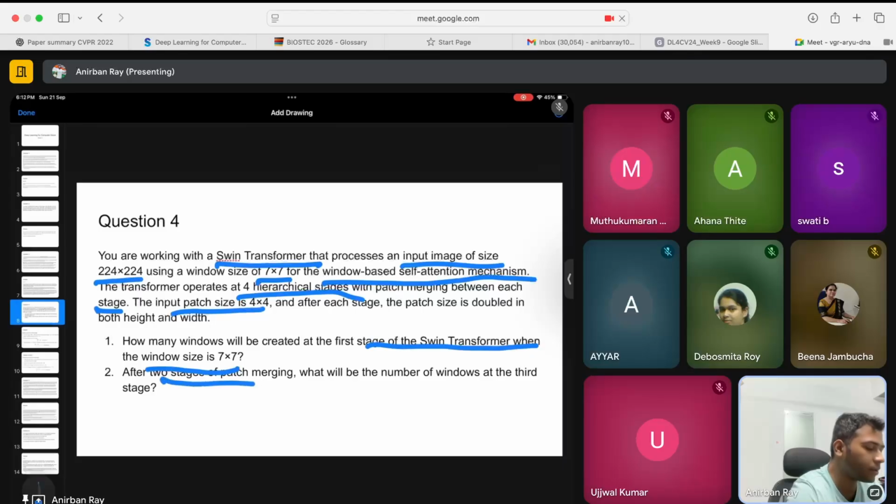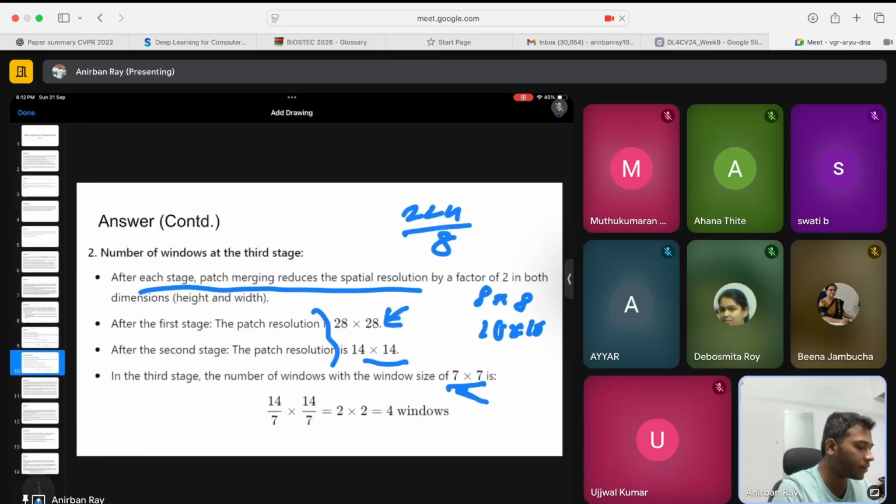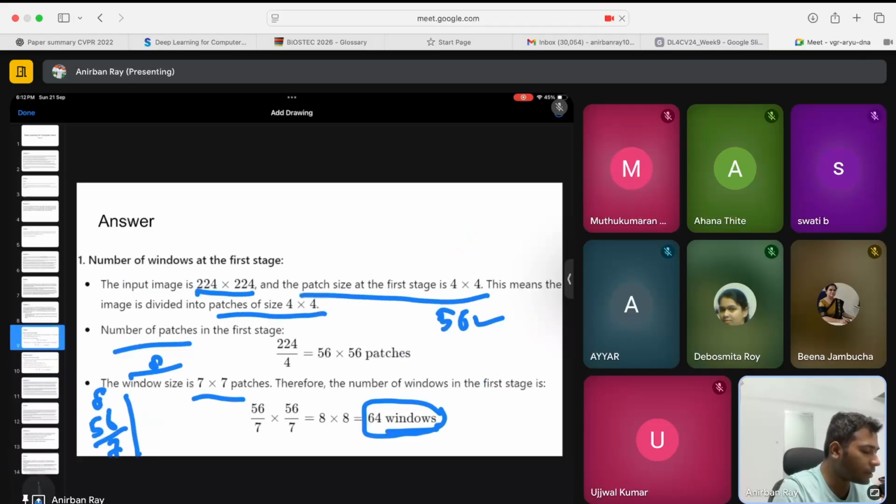After two stages of patch merging, the third stage has not finished. So after the second stage, you enter into the third stage, and there you can see the number of patches is 14 cross 14, okay.